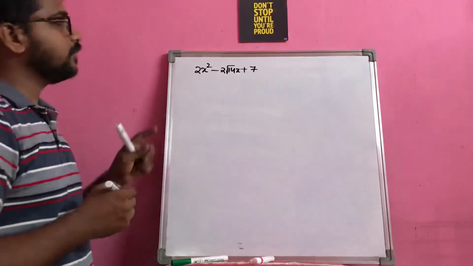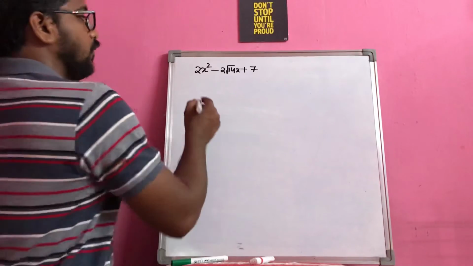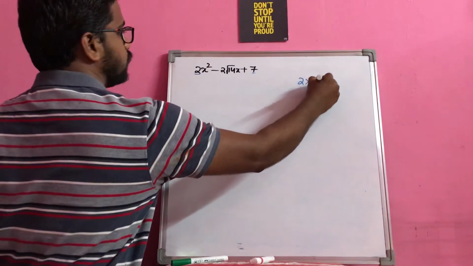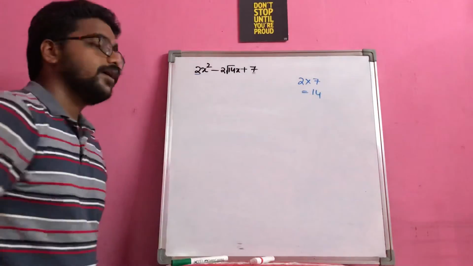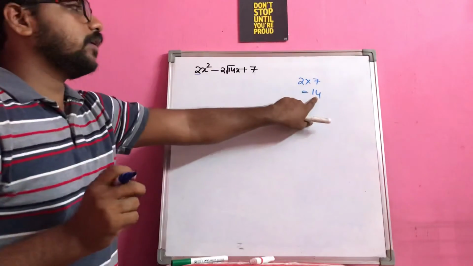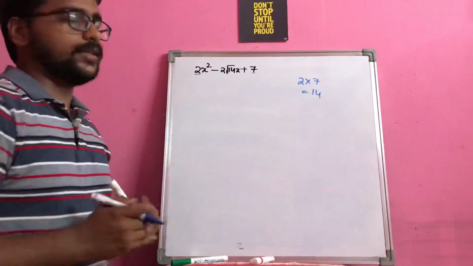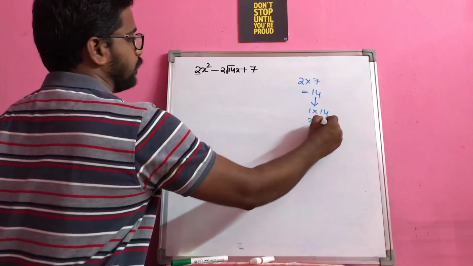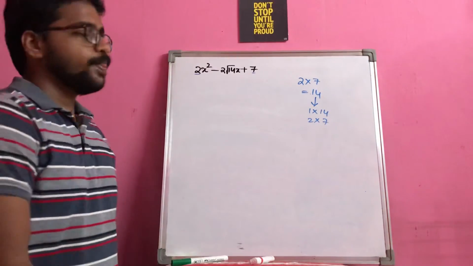You can observe here again, you have to multiply 2 and 7, that is as usual 2 into 7 equal to 14. Now the point you have to notice here, you have to factorize the 14, that is okay. The possible factors for 14 are 1 into 14, 2 into 7. There are no other chances.